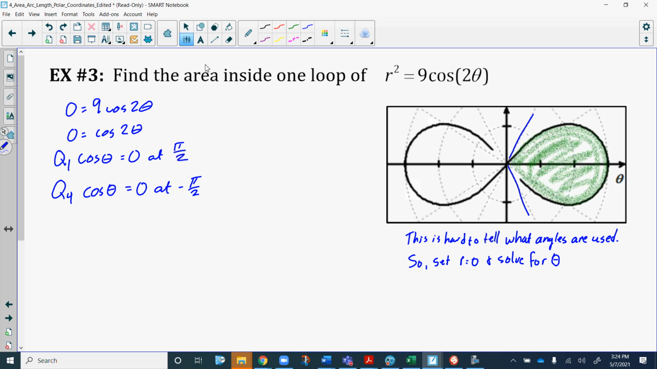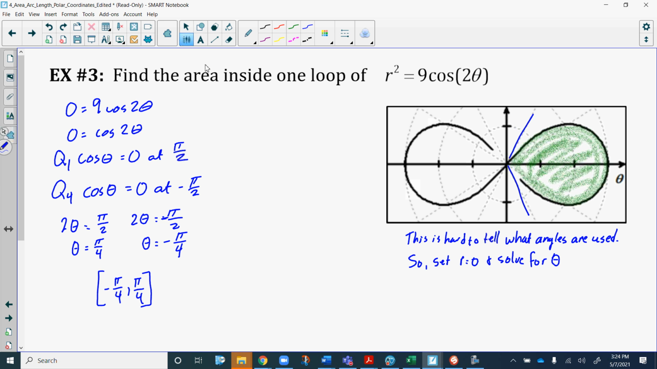So if I take the 2 theta and set it equal to positive pi over 2, dividing by 2 gives me theta to be pi over 4. And doing the same thing with the negative pi over 2, that will result in theta being equal to negative pi over 4. So that's my interval. My interval is going to be from negative pi over 4 to positive pi over 4.